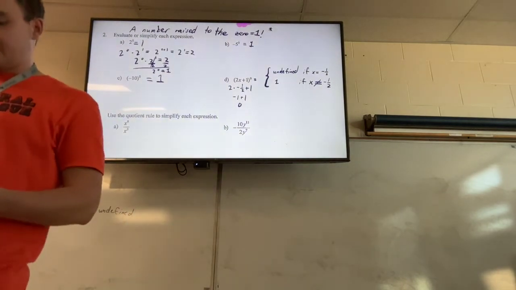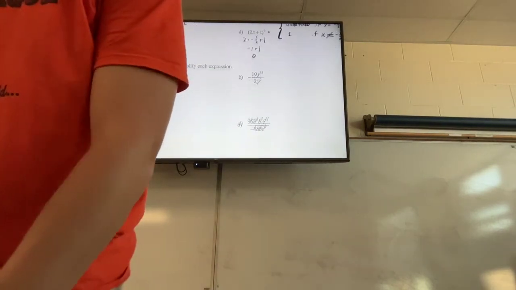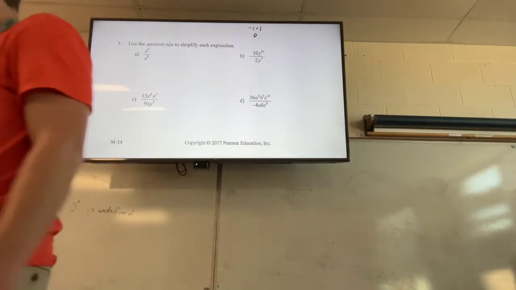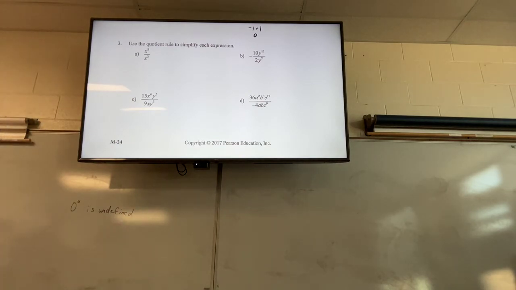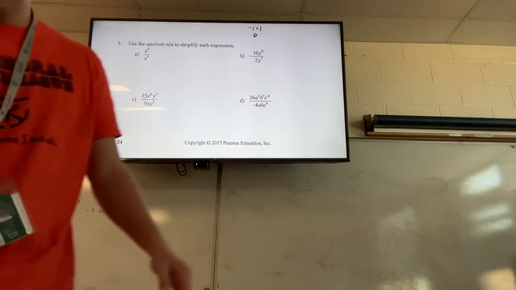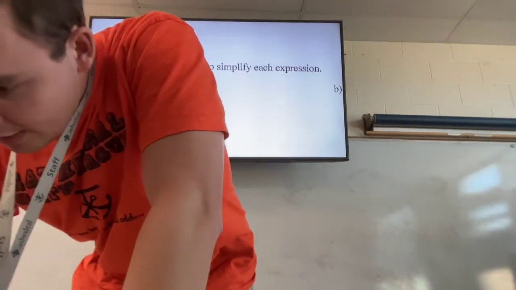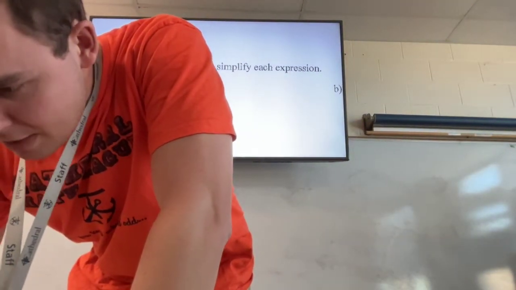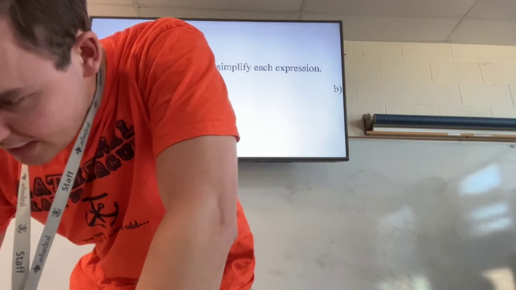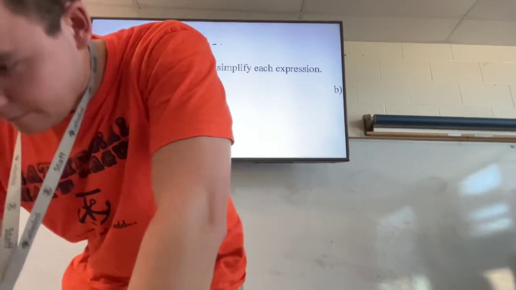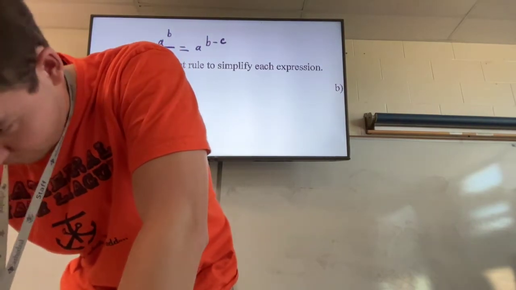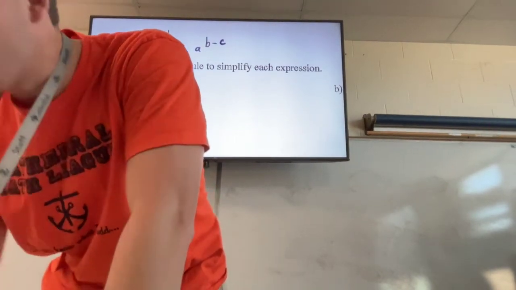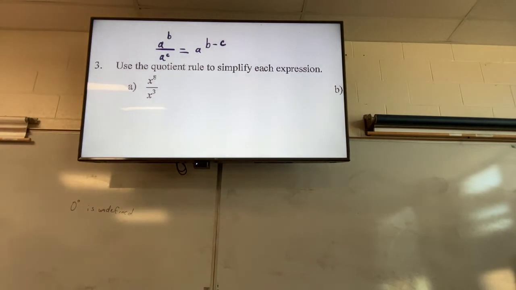Cool. Anyone remember the quotient rule for exponents? Yeah, subtract. Yep. So, gold star this: a to the b over a to the c equals a to the b minus c. Okay, a to the b minus c.